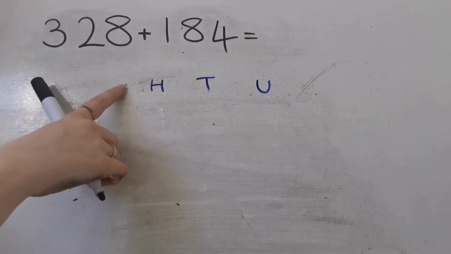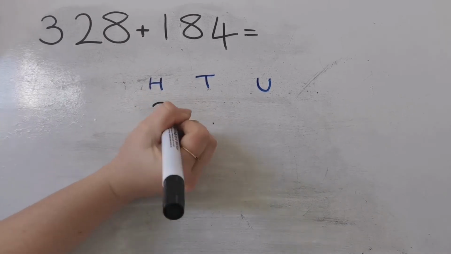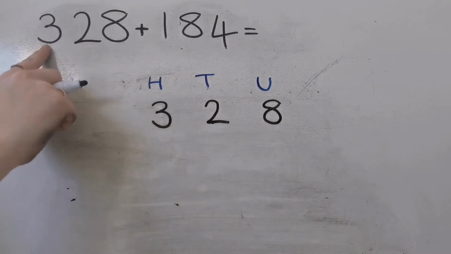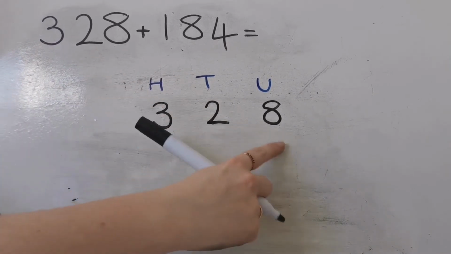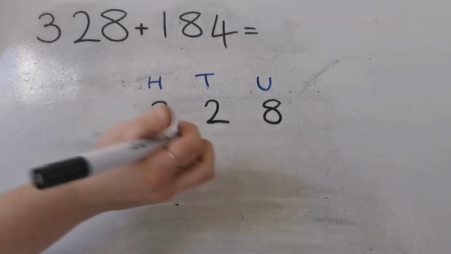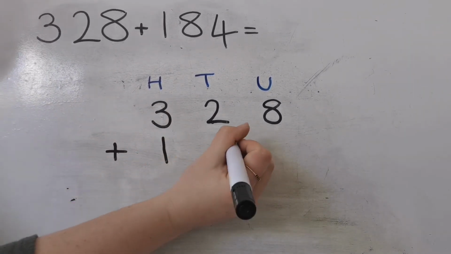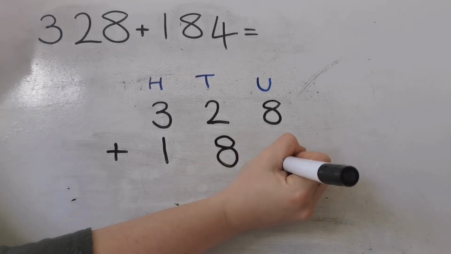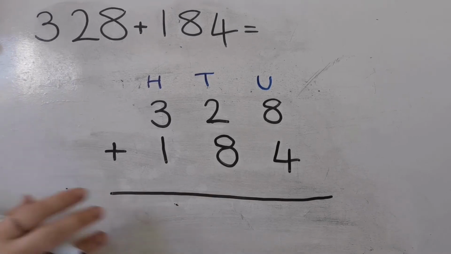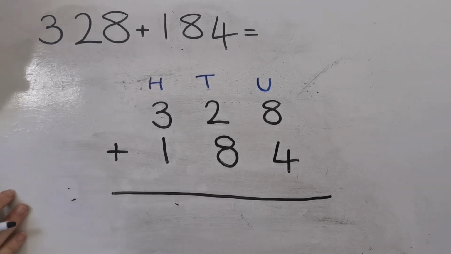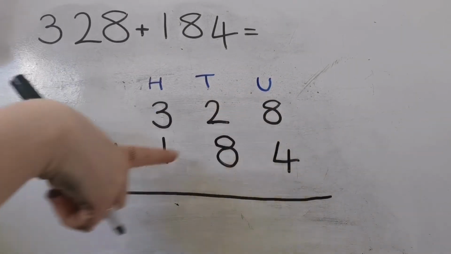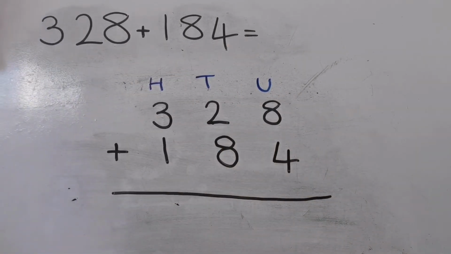Okay, so the first thing I want to do is make sure that I'm lining up my numbers into their correct columns. So I have 3 hundreds, 2 tens and 8 units. It's an addition problem, so I'm remembering to put my plus sign, plus 184. Okay, now below that I can do my line ready for me to do my answer. Now, I can look at my units first, so 8 plus 4 would give me 12.